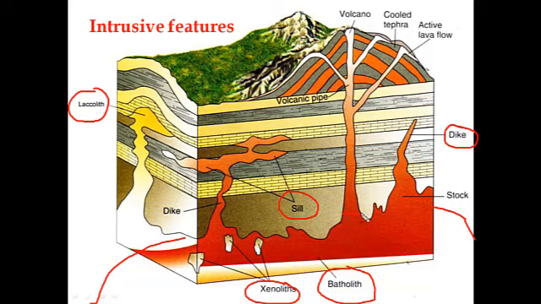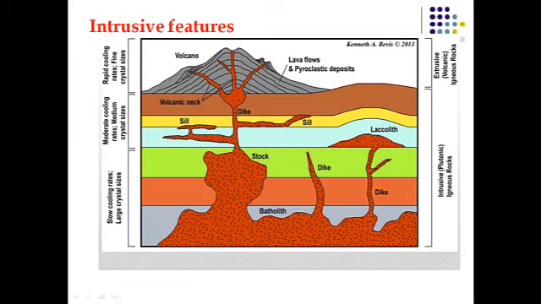The opening or mouth from where the magma passes through is called the stalk. Now we'll see all these features in the cross-section view.